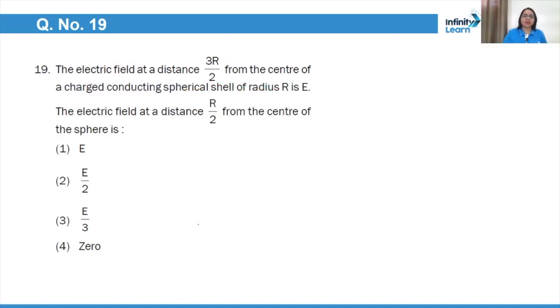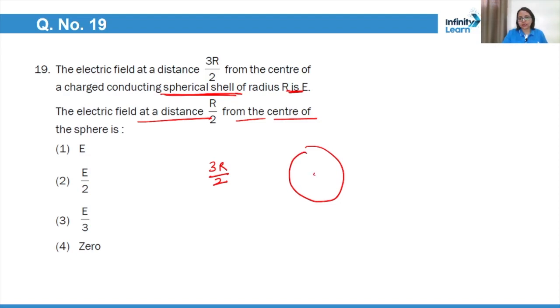Question number 19. The electric field at a distance 3r by 2 from the center of the charged conducting spherical shell of radius r is E. The electric field at a distance r by 2 from the center of the sphere is. So r by 2 from the center is a distance inside the sphere, and we have a spherical shell. So the electric field inside the spherical shell will be 0. So the correct answer will be 4.